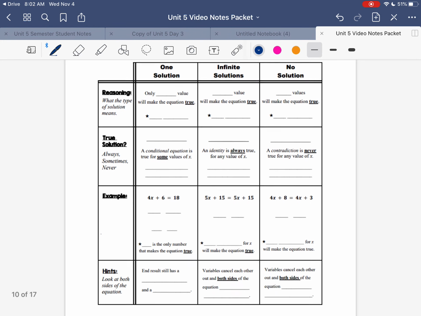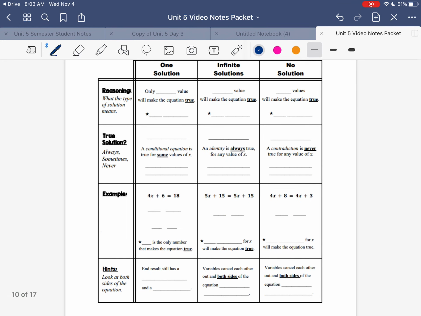If you have not printed this out, this does have a table set up, so you may want to pause and set up a table. I don't think you necessarily have to write down all of the words that are already there for you if you're not working on a printed version, but at least take some notes of the things that we're writing down. So we're going to fill out that one solution column first.